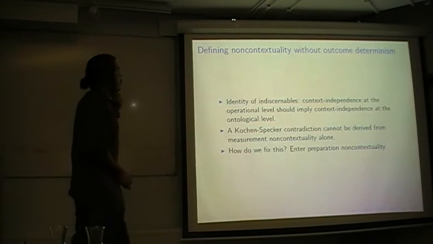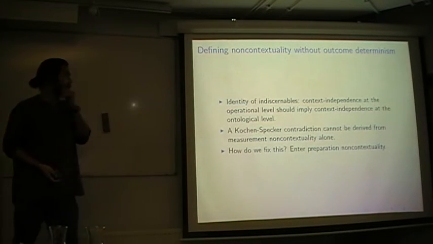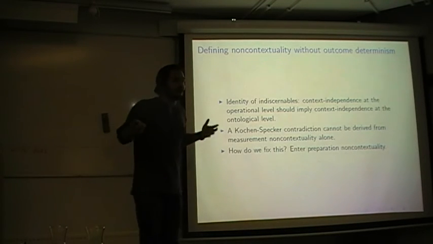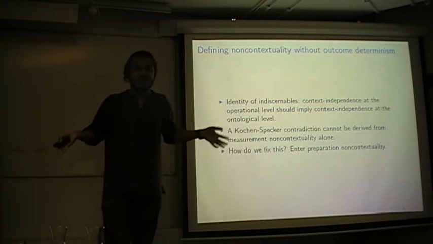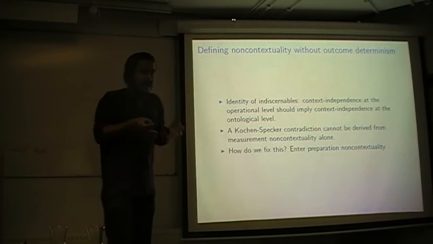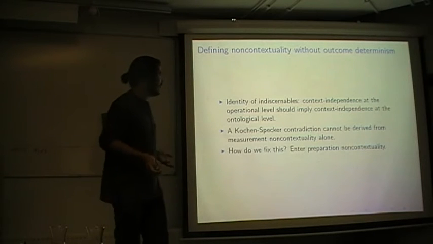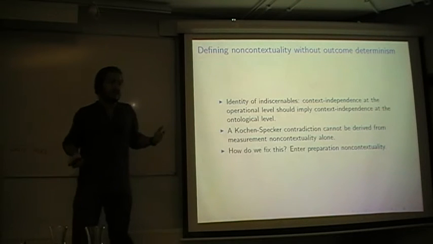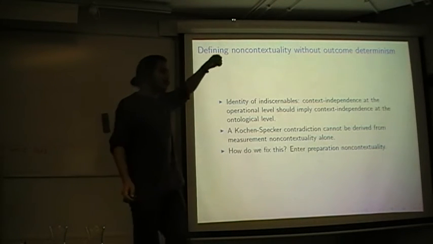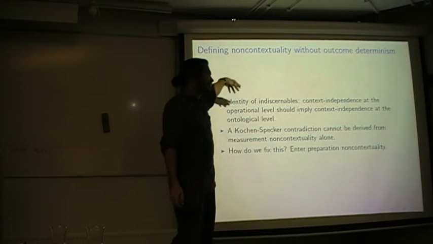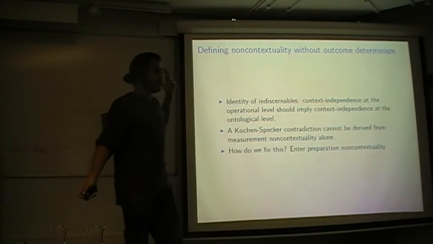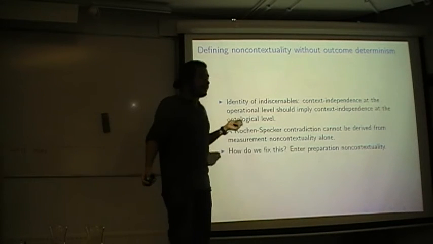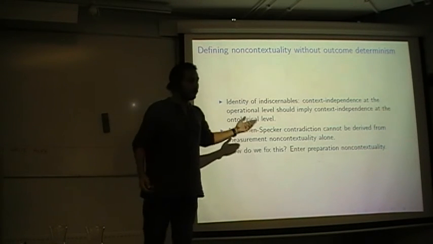Okay. So now, how to define this without outcome determinism? As you can see, the spirit of non-contextuality is the identity of indiscernibles. If you can't tell two things apart operationally, you should not be able to tell them apart in actual fact. That's the assumption, and you want to test that assumption. So the Kochen-Specker contradiction cannot be derived from measurement non-contextuality alone, because if you relax that assignment of 1s and 0s in that initial hypergraph, then you can construct arbitrary probability distributions over it, and you don't have a contradiction. So how do you fix that? To fix that is where you invoke preparation non-contextuality.